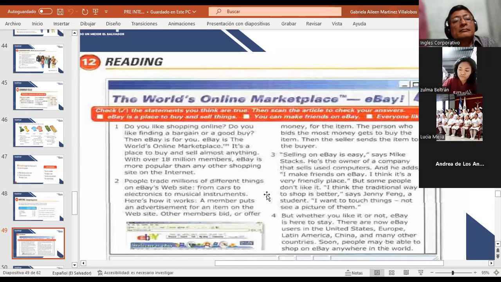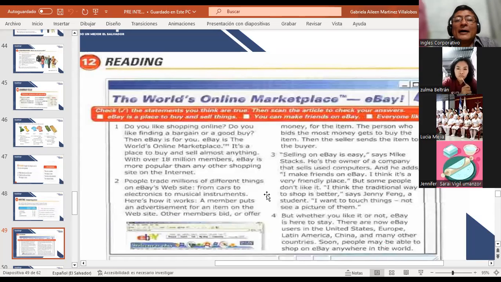Bargain. The meaning and the pronunciation. The meaning. Ah, ofertar, regatear. Okay. Las dos cosas, teacher. Yes. Bargain. What significa?